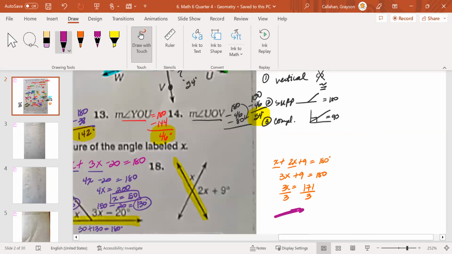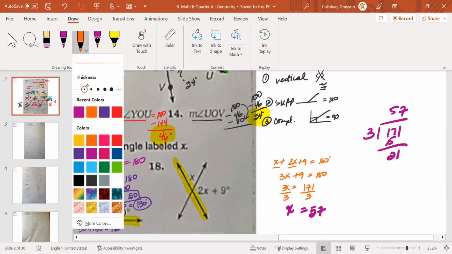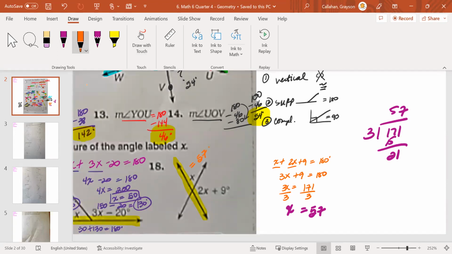Okay, if x equals 51, right? Now it's working. If x equals, was it 51? No, I think 57. So 171 divided by 3, 3 times 5 is 15, 21, yeah, 57. If x equals 57, then this part here is 57, right? This is 2 times 57 plus 9. Well, 2 times 57 is going to be 114 plus 9 is 123. Those are your 2 answers. And that concludes this assignment.